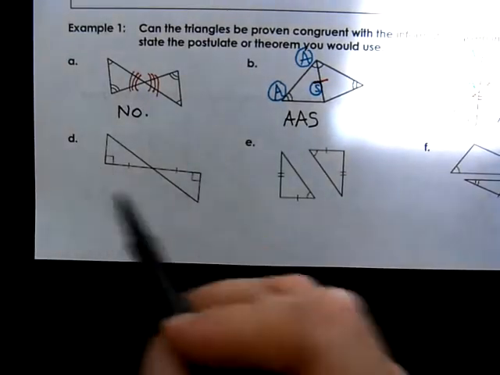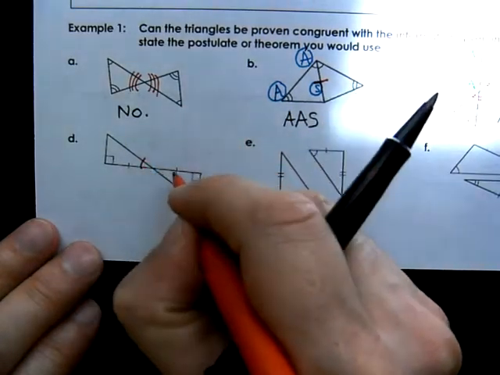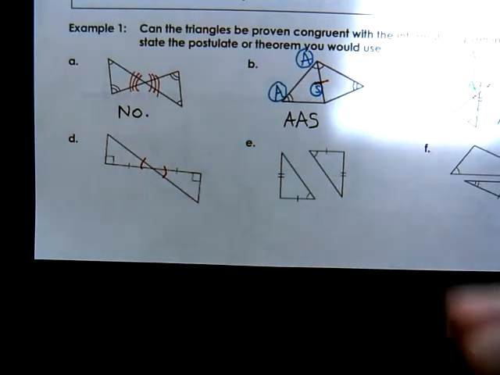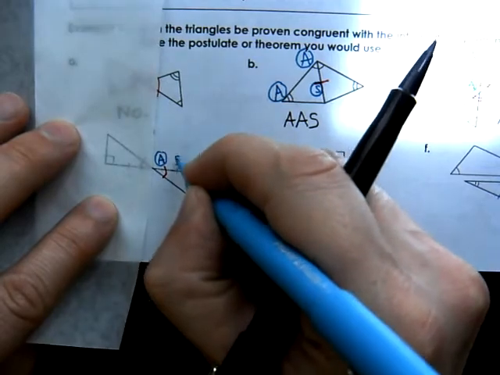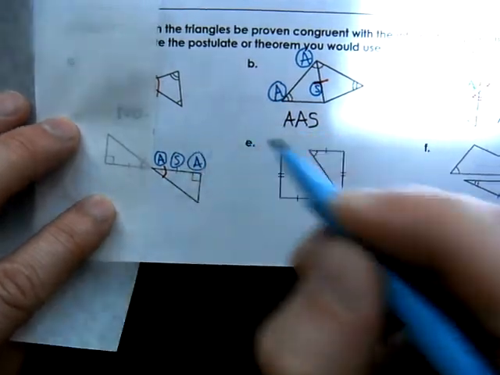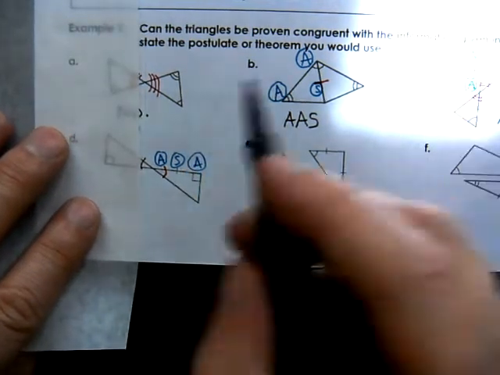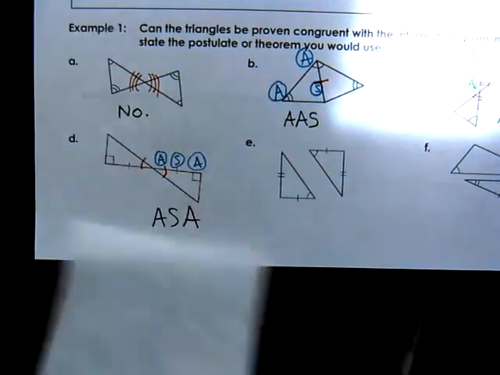All right, try part D. Look at this one. What do you think? Can we show the triangles are congruent? And what pattern would you use? Did you see the vertical angles? Take a look at one of those triangles. Here's an angle. Here's a side. Here's an angle. You see the same pattern showing up on both of those triangles. So this is an angle, side, angle pattern. So again, yes, angle, side, angle is what we use.